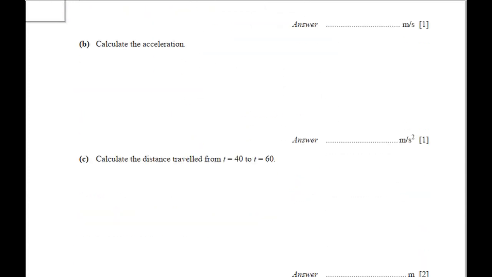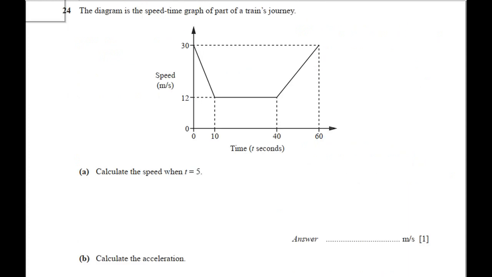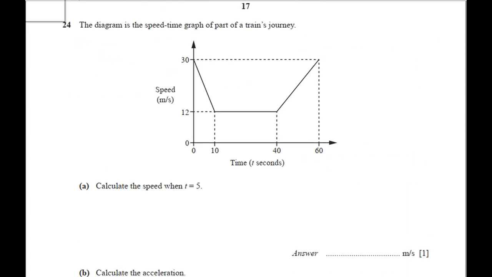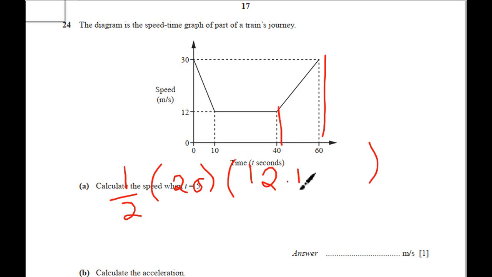Part C, calculate the distance traveled from time equals 40 to time equals 60. Distance traveled is the area under the graph from time equals 40 to time equals 60. So we have to find the area of this shape. This shape is a trapezium, and the area of a trapezium is half times the height, which is the length connecting the two parallel lines, which is 20, 60 minus 40 is 20, times the sum of the parallel sides, this length plus this length, so 12 plus 30. Simplify, you will get 240.